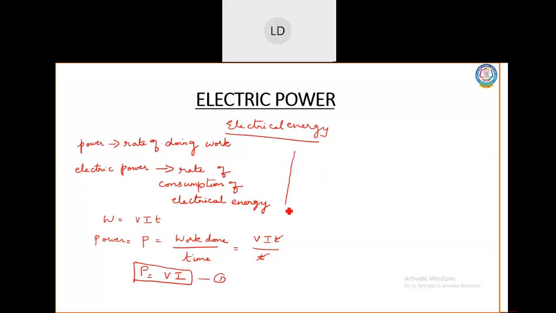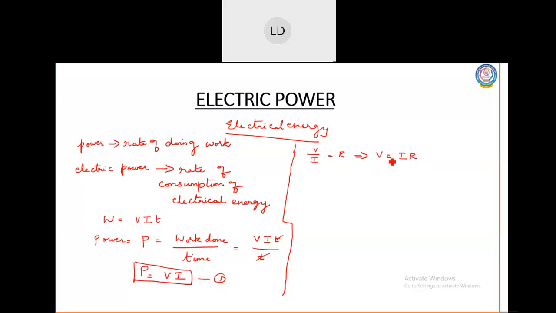This is one formula. I'm going to give two more formulas for power, in terms of current and resistance. Now we all know Ohm's law. Electric power is the product of electric current and potential difference. This is one formula. Now we all know the formula for resistance based on Ohm's law: V by I is equal to R, or I can also write this as V is equal to I into R.